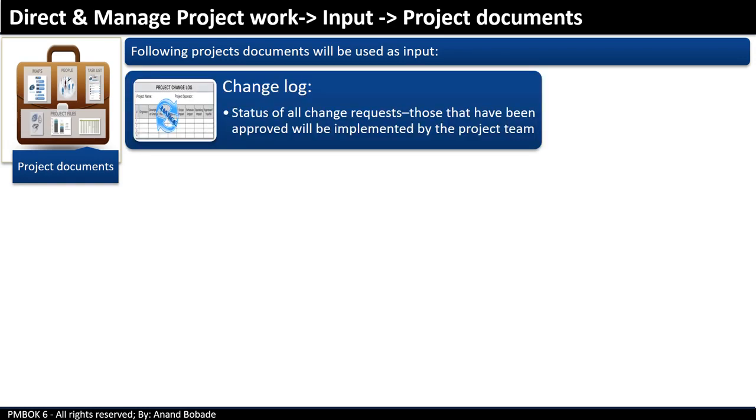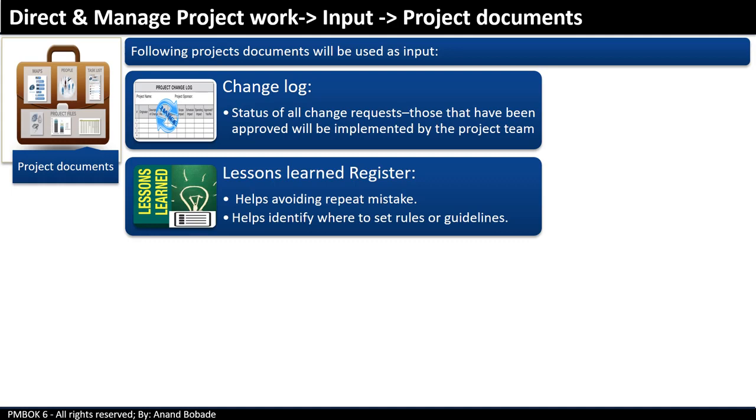Change log. It contains the status of all change requests, those that have been approved and will be implemented by the project team during this process. Lessons learned register. It equips the project manager with lessons learned information which will result in avoiding repeated mistakes. So during direct and manage project work, you might have done a certain activity in a certain way and you want the rest of the similar activities to follow the same process or procedure. It also helps the project manager to identify where to set rules or guidelines.